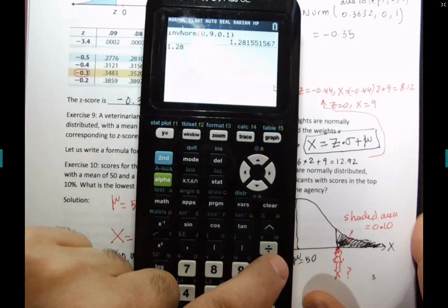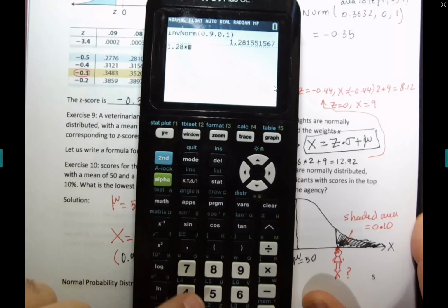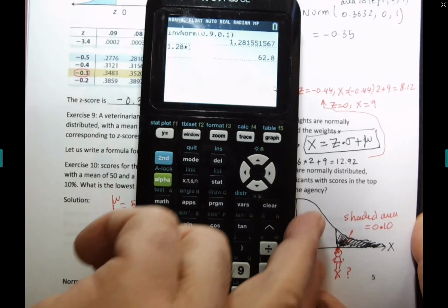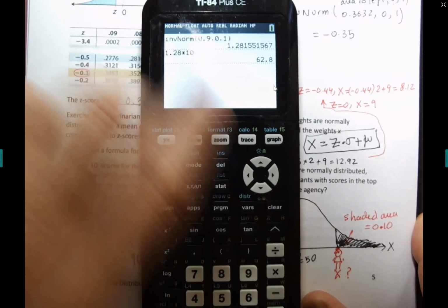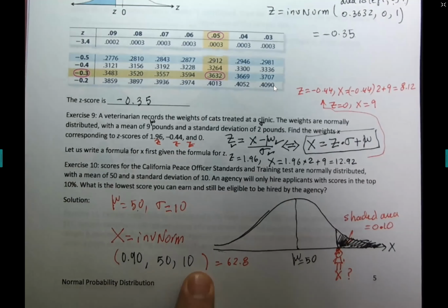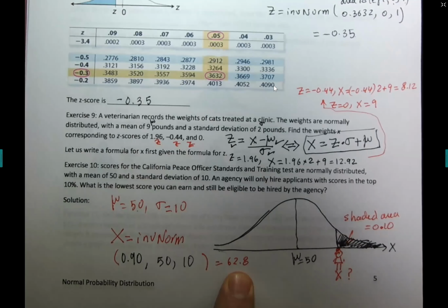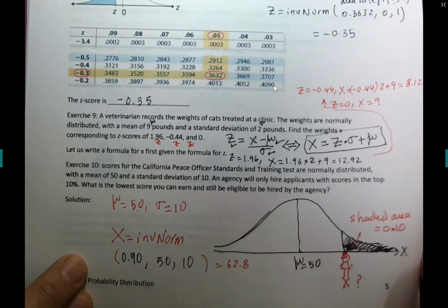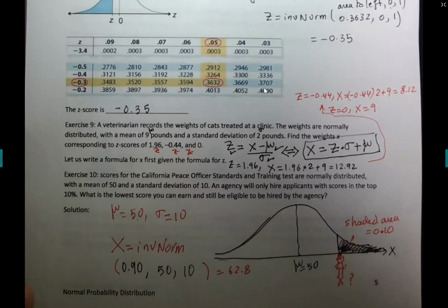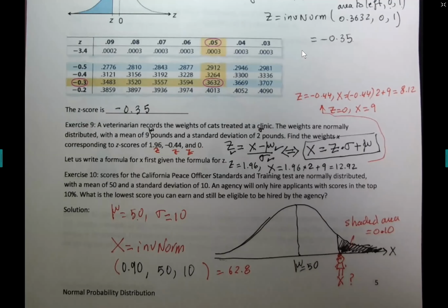1.28 times 10 plus 50. You get 62.8, but it's a two-step problem. If you just put the proper input there, you will get the answer right away, which is 62.8. Okay. All right. Can all this be done in StatCrunch? The inverse norm.